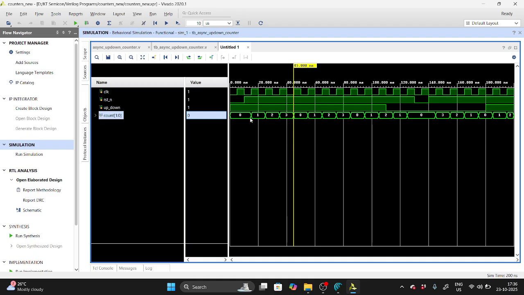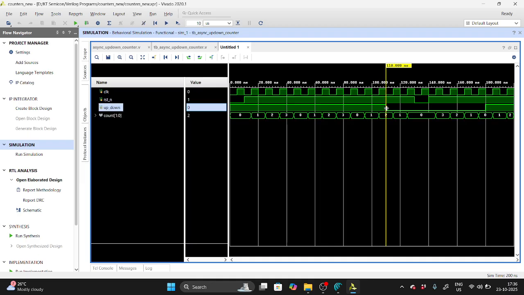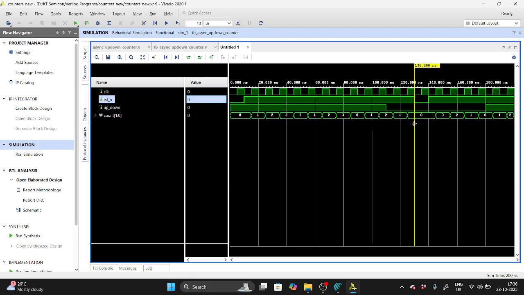Okay, this is a 2-bit counter: 0 1 2 3, and after that it becomes 0. So like that it is counting 0 1 2 3, and after that it goes back to 0. Again it starts 0 1 2, and here you see, that means you activated the reset.